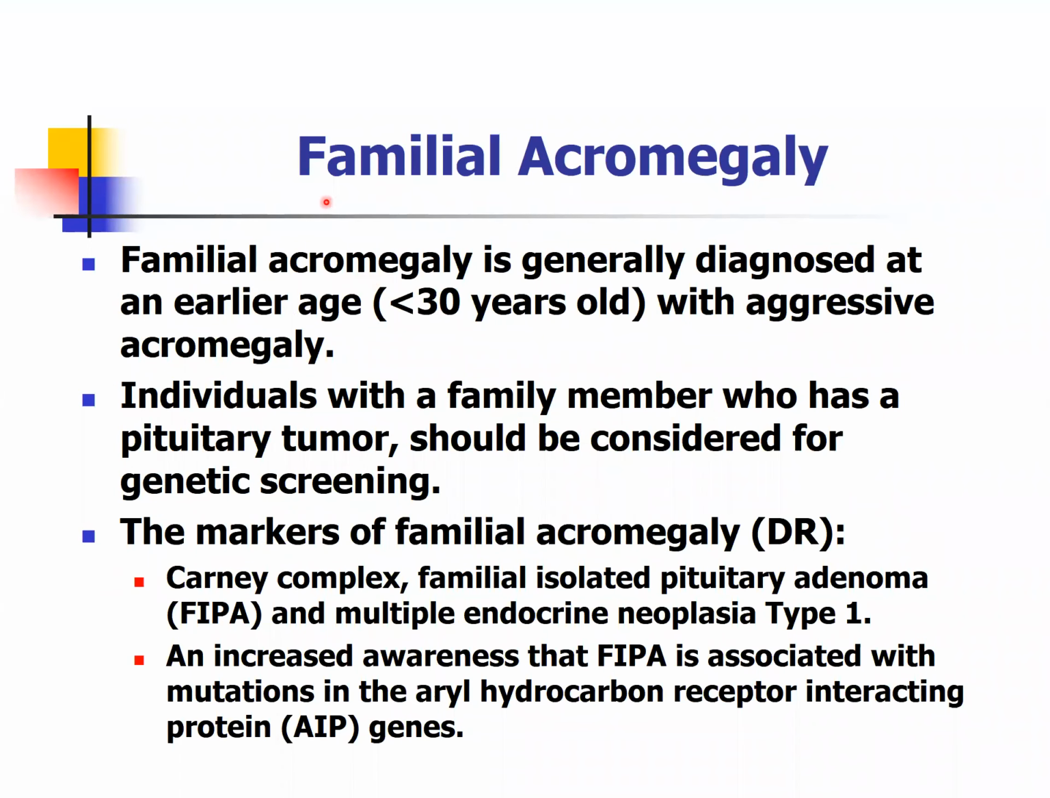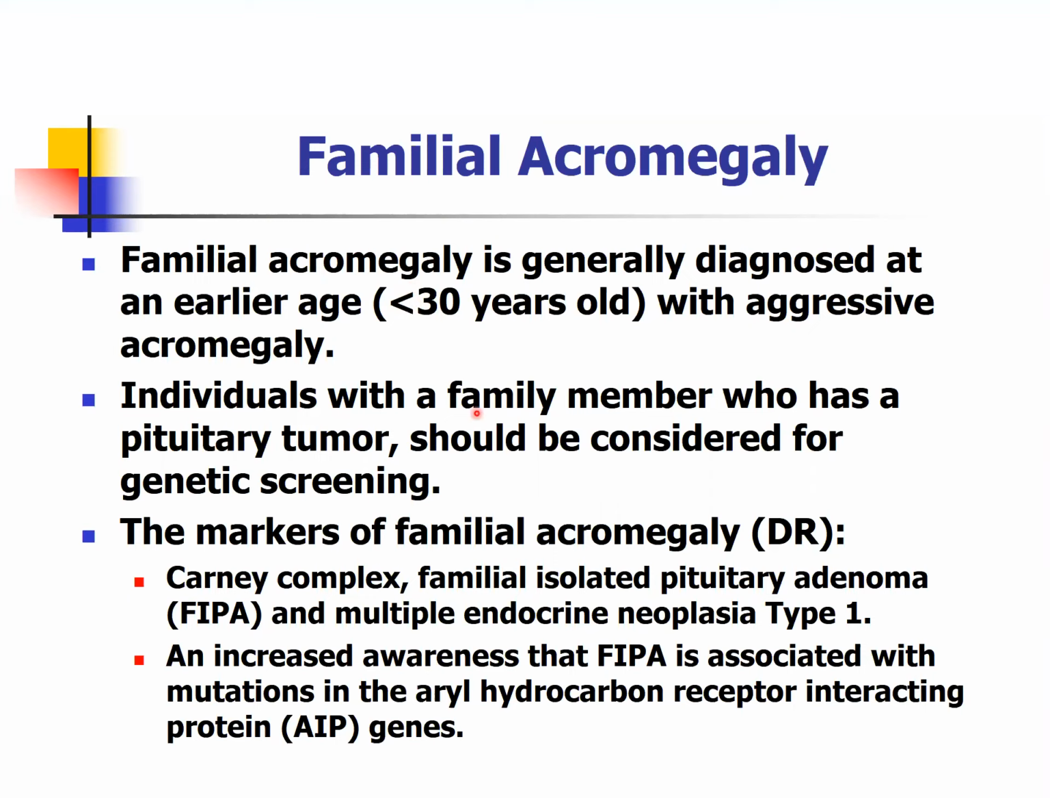Now, there is another disease called familial acromegaly. In certain families, the chance or the number of acromegaly cases is higher. Usually familial acromegaly occurs in less than 30 years, so an early presentation. And normally, the non-familial one occurs usually at a later age, 50s or 60s.